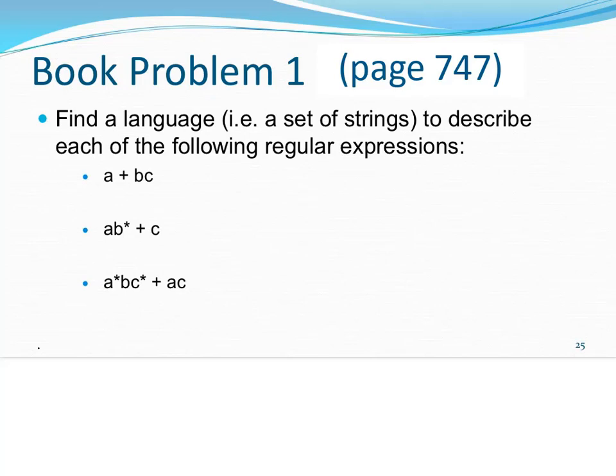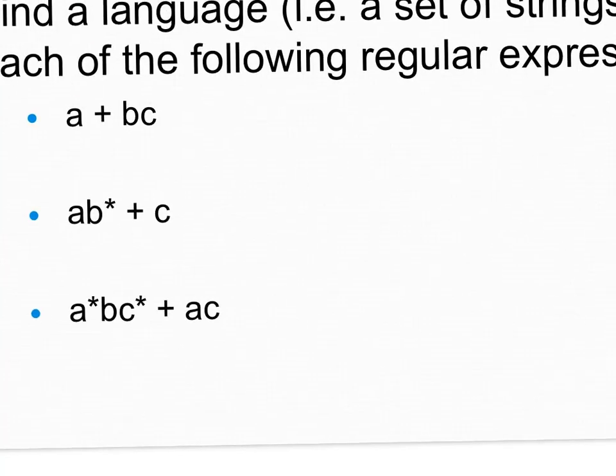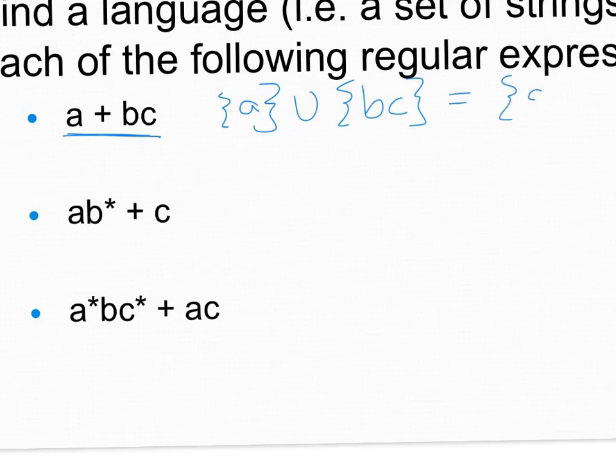So here's three problems. It says find a language, that is a set of strings, to describe each of the following regular expressions. So let's see. The first regular expression that we have is this A plus BC. Keeping in mind that plus is union, this corresponds to the set A unioned with the set containing a single string BC. Or another way to write this is just A comma BC.